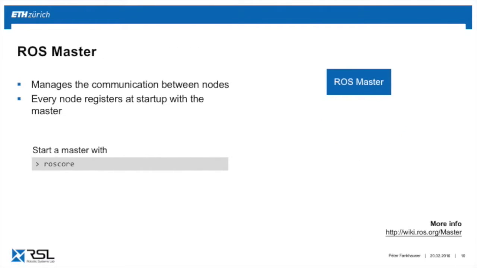Now, one important element is the ROS master. This manages the communication between your nodes. So at startup, when a node comes up, it needs to register with your master, and the master makes sure that all the nodes can communicate with each other. You can start a ROS master in the console by simply typing in roscore. roscore has multiple elements, one of which is the ROS master.